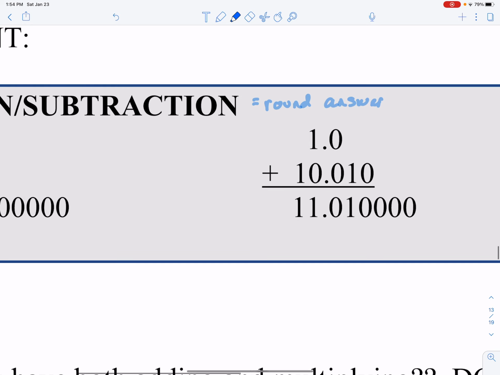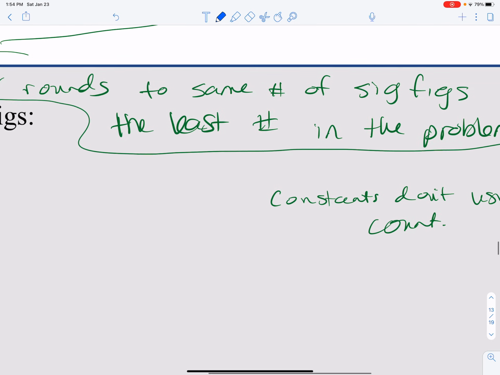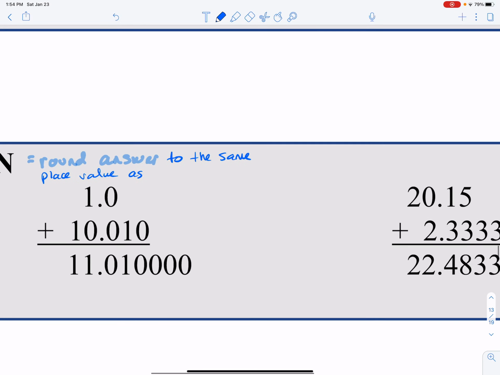I'm going to switch pens. To the same place value as, and again, it goes back to what was in it. Like, remember this one, it went back and looked at the numbers in the problem to help tell. So it is going to be related to the numbers in the problem. You round it to the same place value as the least place value in the problem.